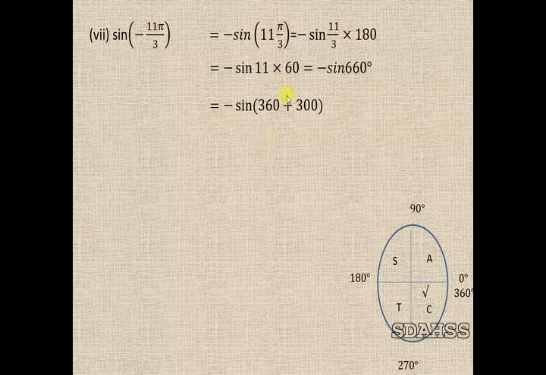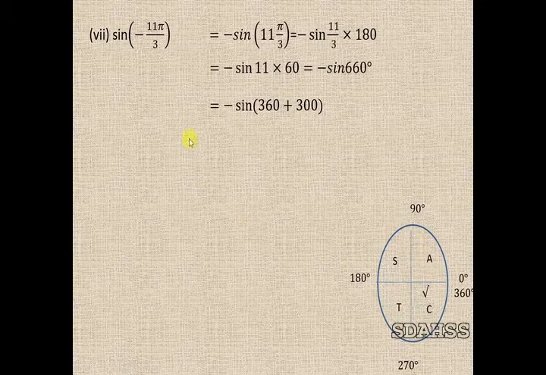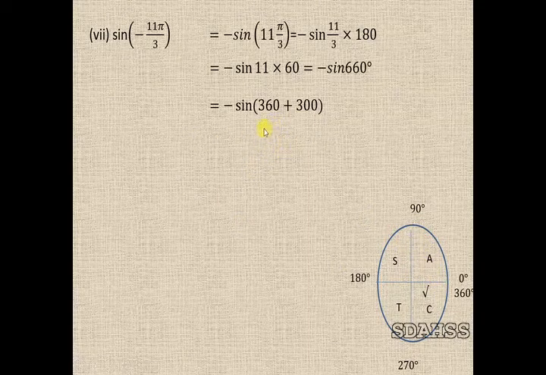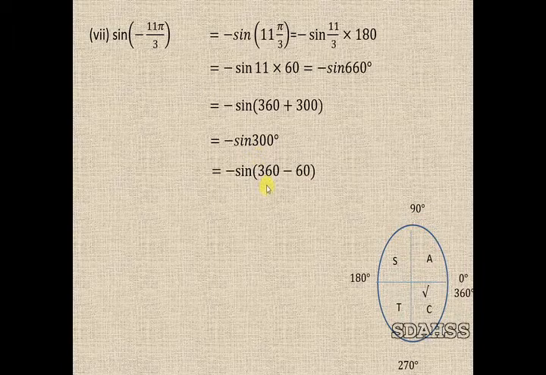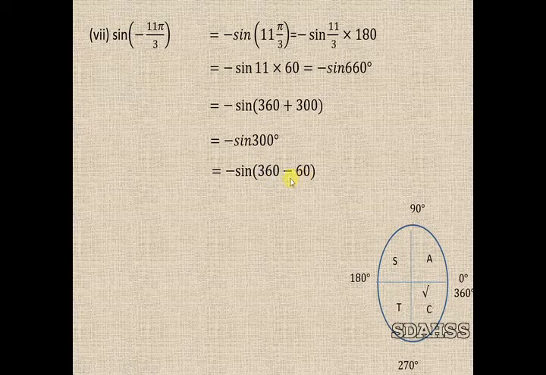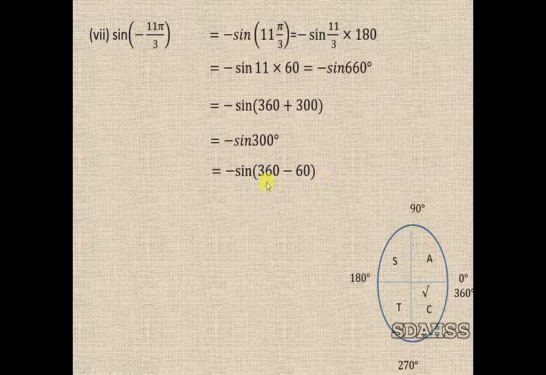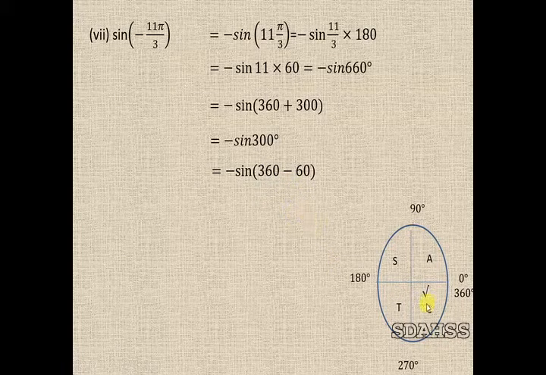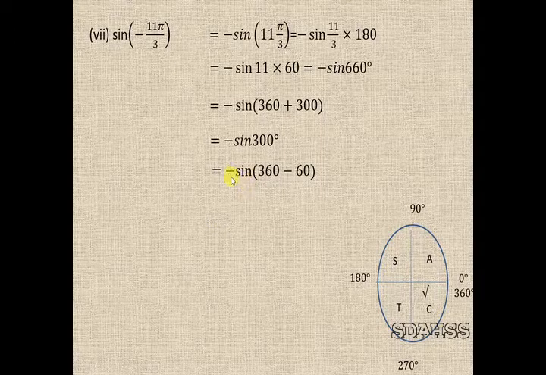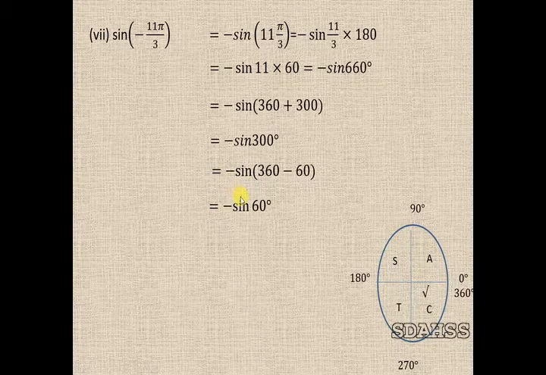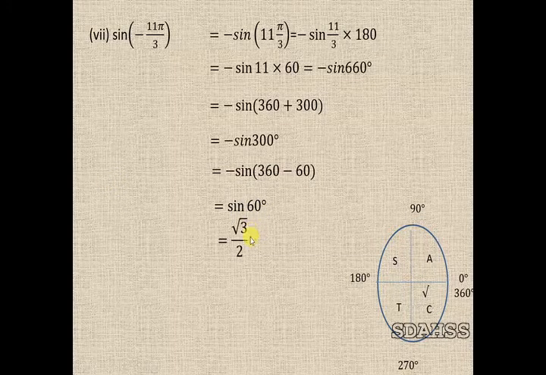360 plus 300. This is the form of 360 plus theta. 360 plus theta lies in the first quadrant. In the first quadrant, all are positive. So sin 360 plus theta means sin theta. So minus sin 300. Sin 300 can be written as sin 360 minus 60. This is the form of sin 360 minus theta. Sin 360 minus theta lies in the fourth quadrant. In the fourth quadrant, cos only is positive. So this must be negative. So already one negative sign is there, so it becomes positive. So this becomes sin 60. The value of sin 60 is root 3 by 2.